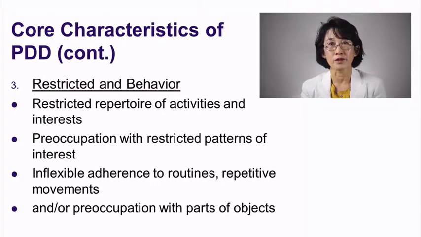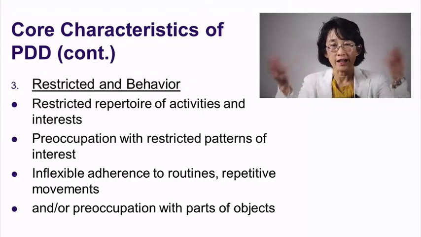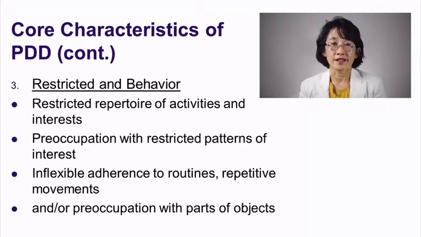They may be inflexible in terms of wanting certain routines, insistent on sameness, and they may also have repetitive movements such as hand flapping. In addition to inflexible adherence to something, they may also have inflexible thinking and demand that everybody comply with the way they think. They may be preoccupied with parts of an object, such as the wheel on a truck or parts of any subject, and miss the big picture.